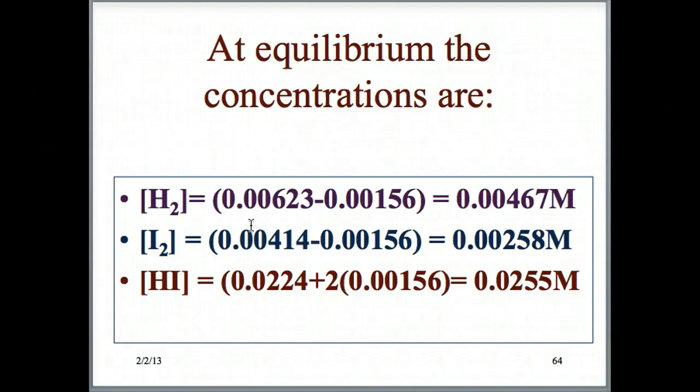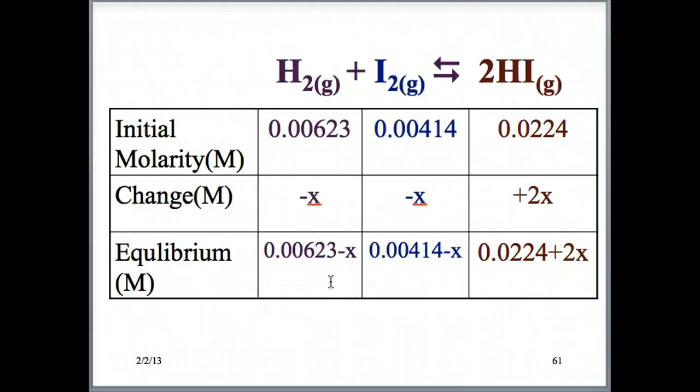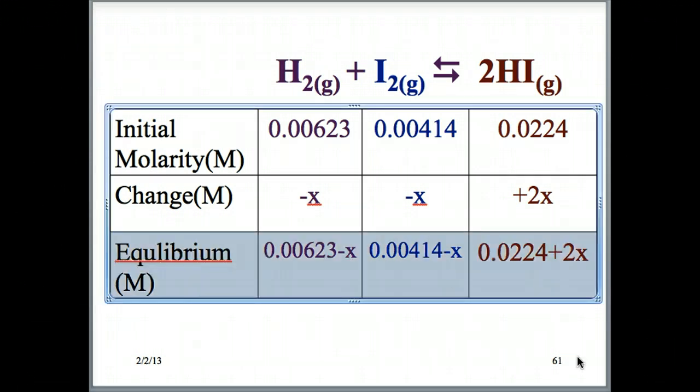The answer to the question, what are the equilibrium concentrations? All you have to do is take your initial, and plug in the x to figure out what the final concentration is. So once you know that x is 0.00156, you can easily figure out by plugging in your x value what the equilibrium concentrations are for each species. That's what they're asking for.